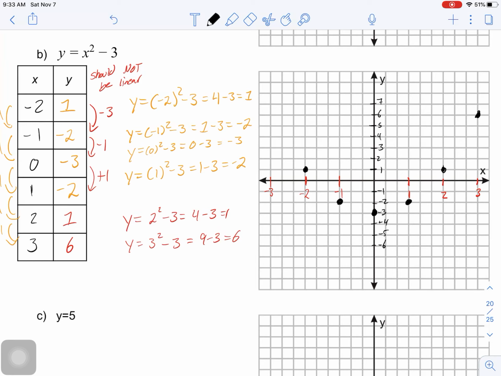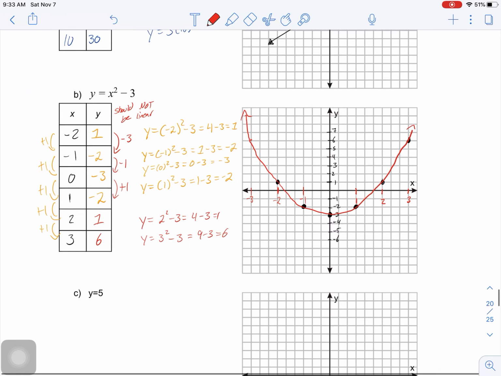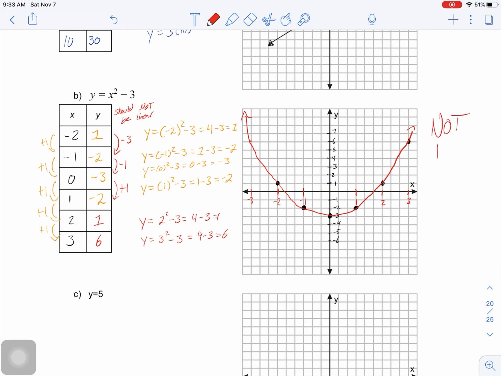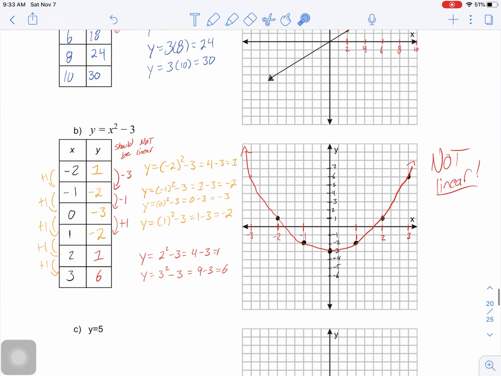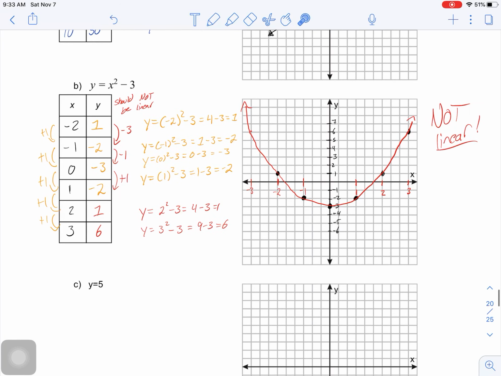Now, let's connect these points and see what this graph looks like. So our graph would end up looking roughly like this. And this point would actually be over here. So just so you're aware, our graph's going to continue on forever. And as we can see here, this is not linear at all. There's a bend to it. Okay, so we can not only tell from our table of values, we could also tell from our graph.